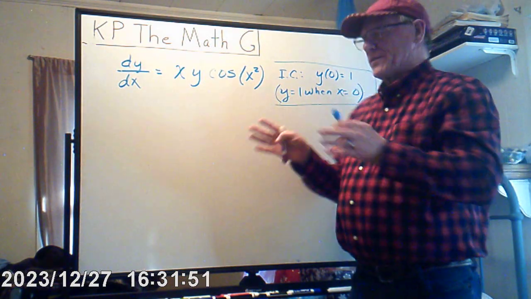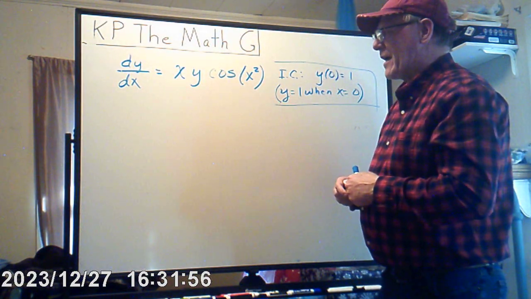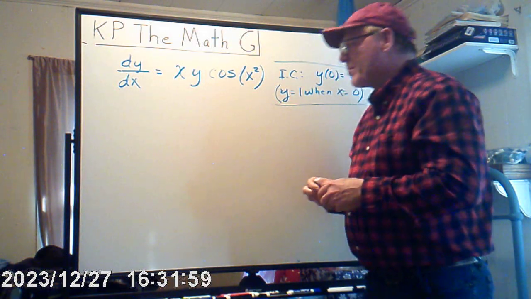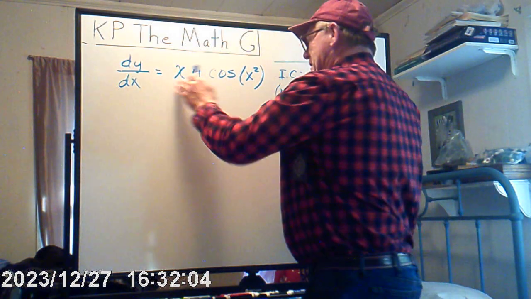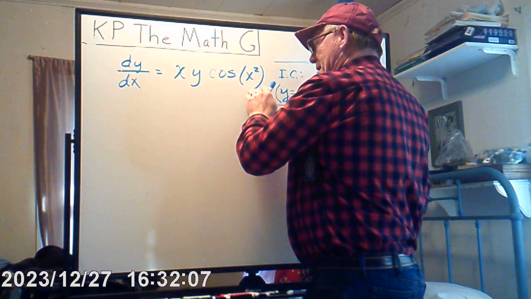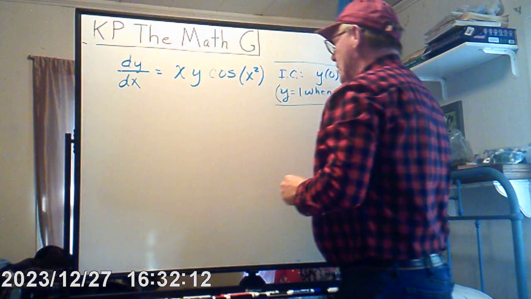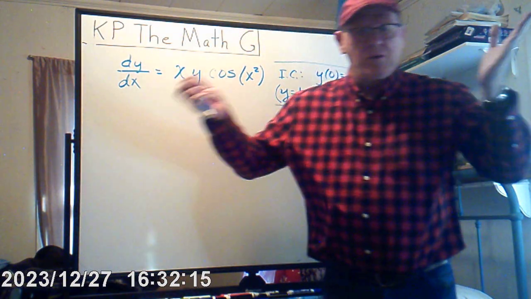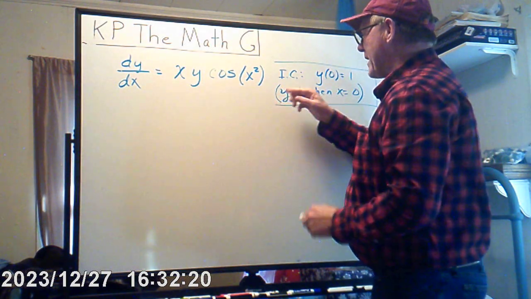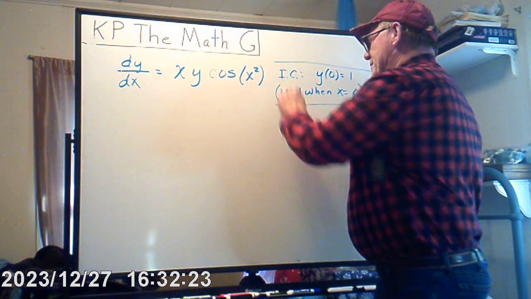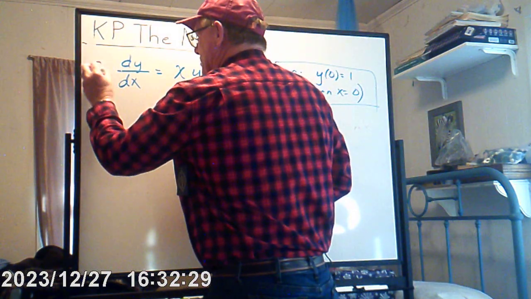It was probably too difficult for the scope of this class, so we just have to make it a little bit simpler here. Alright, let's go ahead and do this. I have an x and a cosine x squared here, and I've got a dy over dx over here. So what do we do? Yeah, that's right. We multiply both sides by dx.